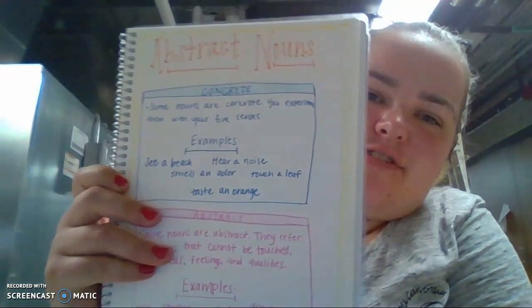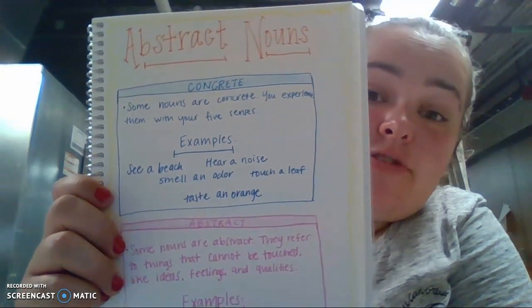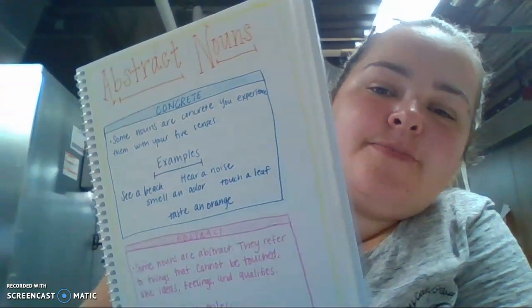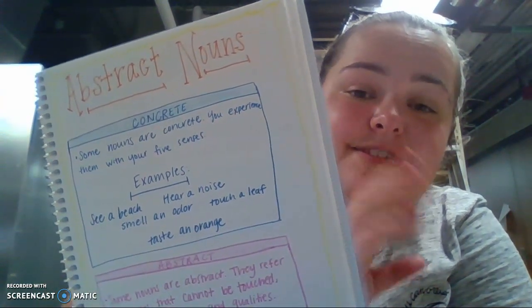All right, friends, so again today we're going to talk about the difference between abstract and concrete nouns. So let's talk about abstract and concrete nouns. So a concrete noun, remember, some nouns are concrete, right? So you can experience them with your five senses. So that would be seeing, smelling, hearing, tasting, and feeling.